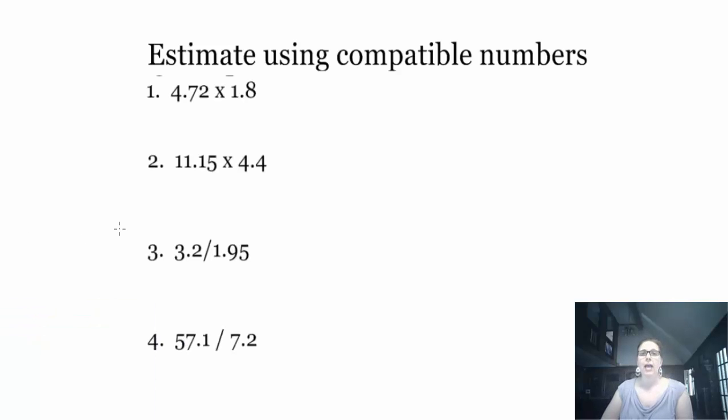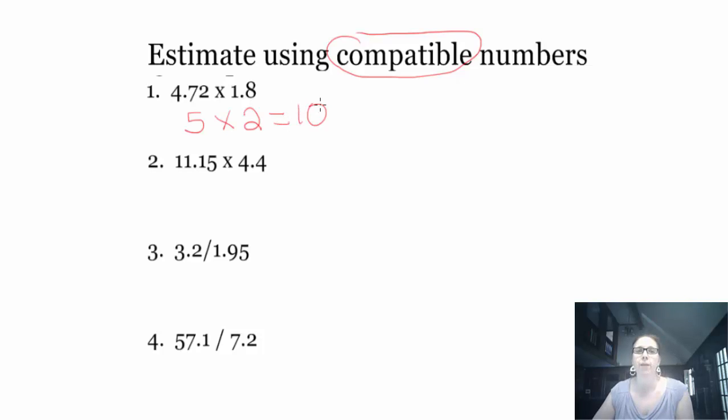Okay, estimate using compatible numbers. You guys will love compatible numbers. Compatible just means what makes it easy, basically. So when you're multiplying, 4.72 is really close to 5, and 1.8 is really close to 2. 5 times 2 is 10. There you go. If you're rounding to the nearest whole number, that would go up to 5. This one would go up to 2.